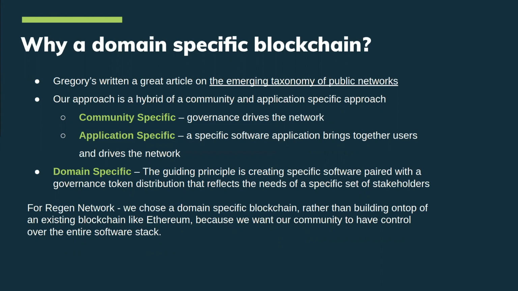And what he describes is that our approach is a hybrid of two potential paths for proof of stake networks. On one hand, you've got community-specific networks where really, you're just distributing a bunch of tokens and you're saying, let's let the token holders decide through governance what they want the network to do and what they think the purpose of the network should be. On the other hand, you could have an application-specific network where you're being really concrete about what the software features are going to be for this network, and you're wanting that to bring users together and drive adoption. And for us, we see Regen as a hybrid of these two models.